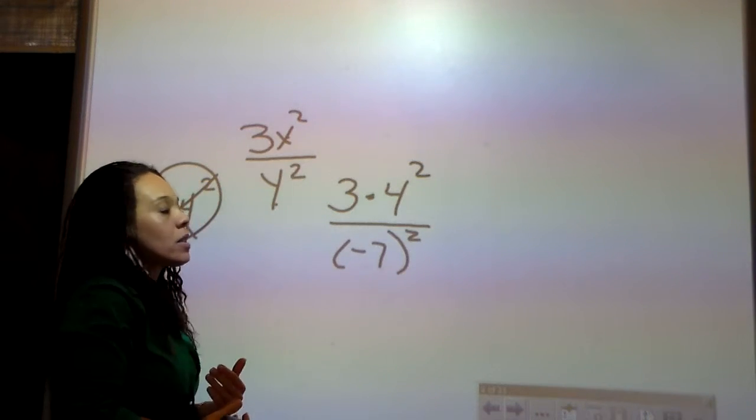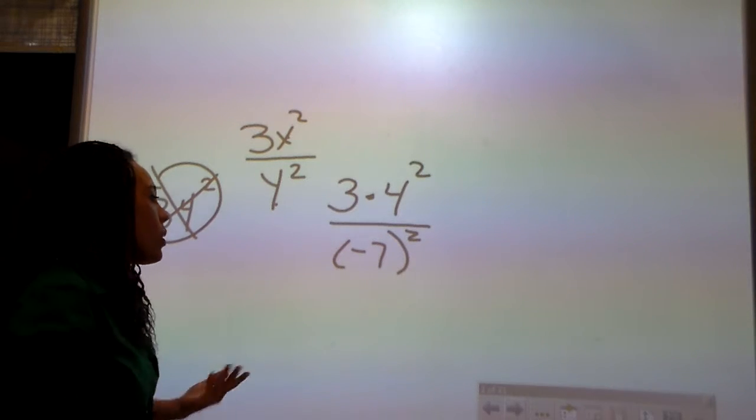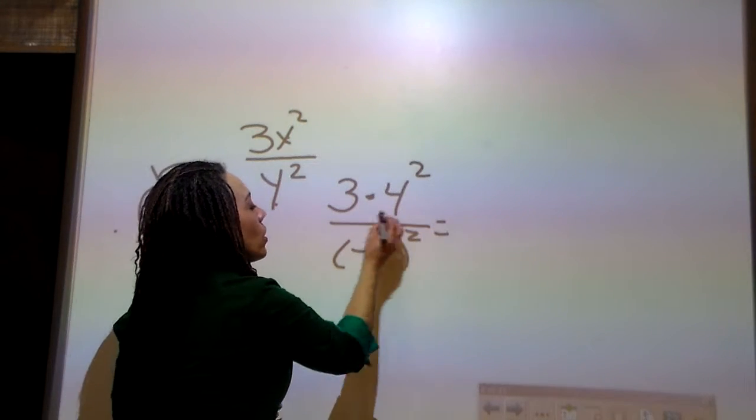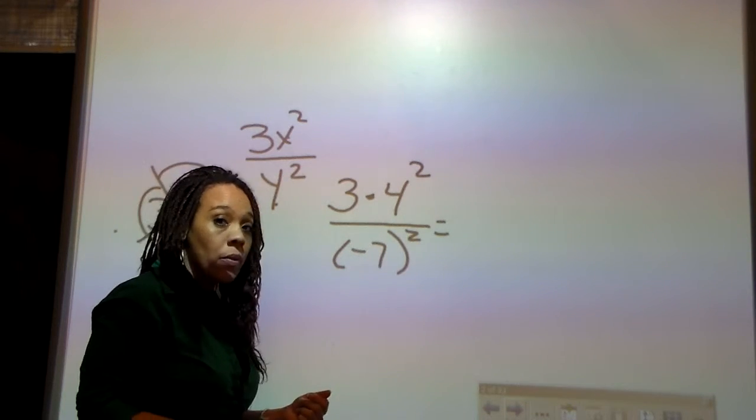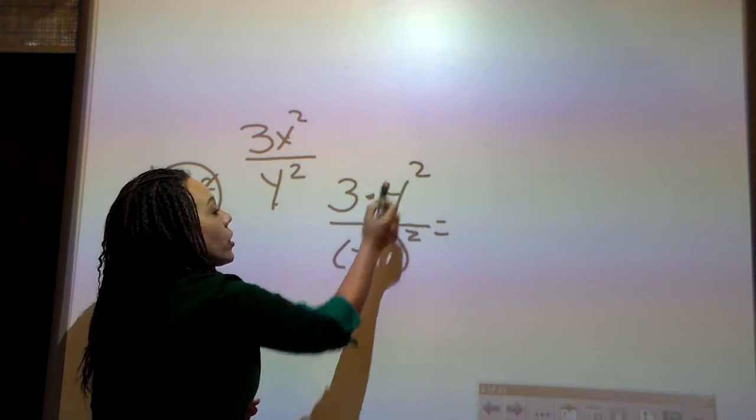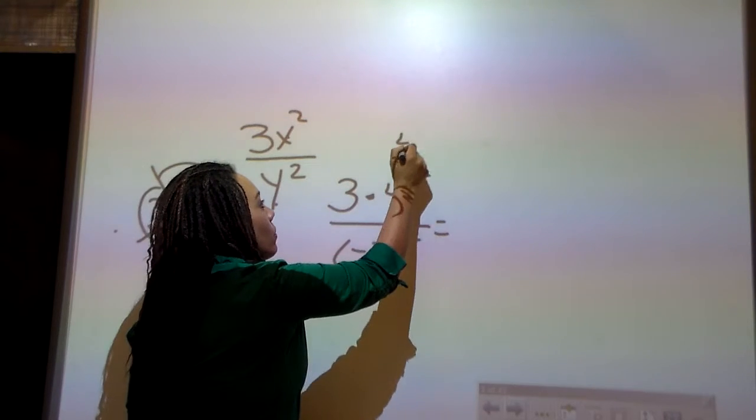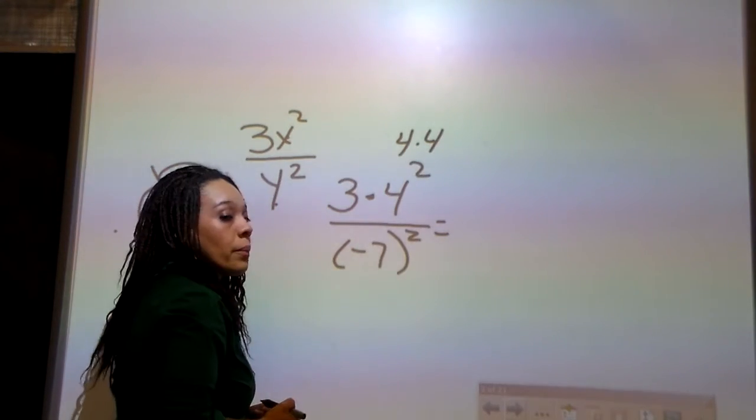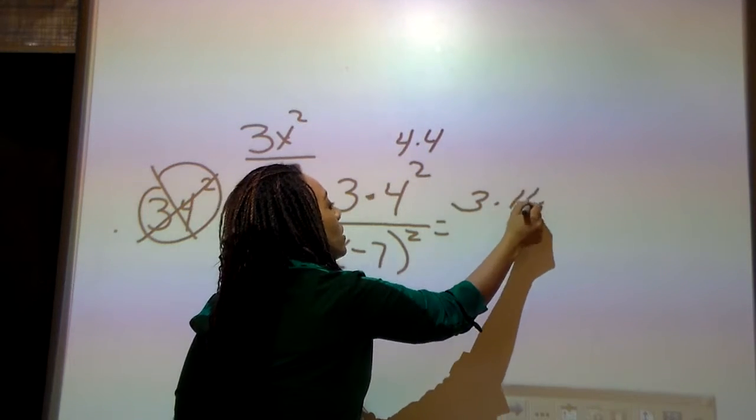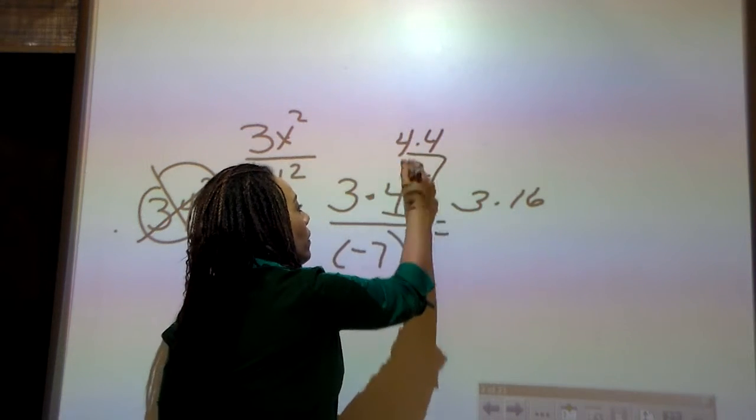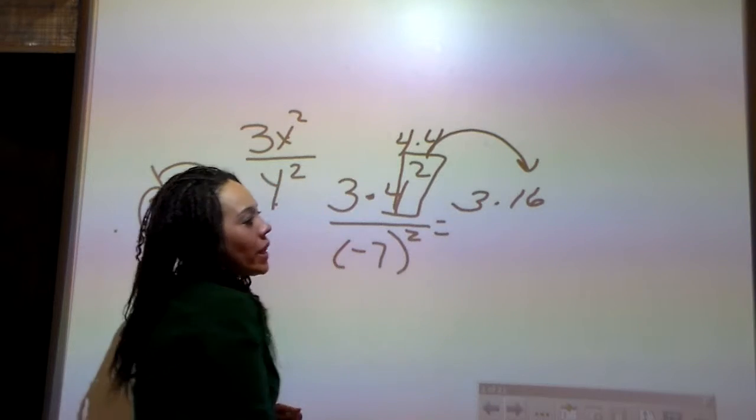Now we just go ahead and simplify both the top and the bottom by doing the work out. So here, we have 3 times 4 squared. Well, by order of operations, we have to do 4 squared first. 4 squared is the same as 4 times 4. 4 times 4 is 16, so I have 3 times 16. See, this entire 4 squared is where I got that 16.